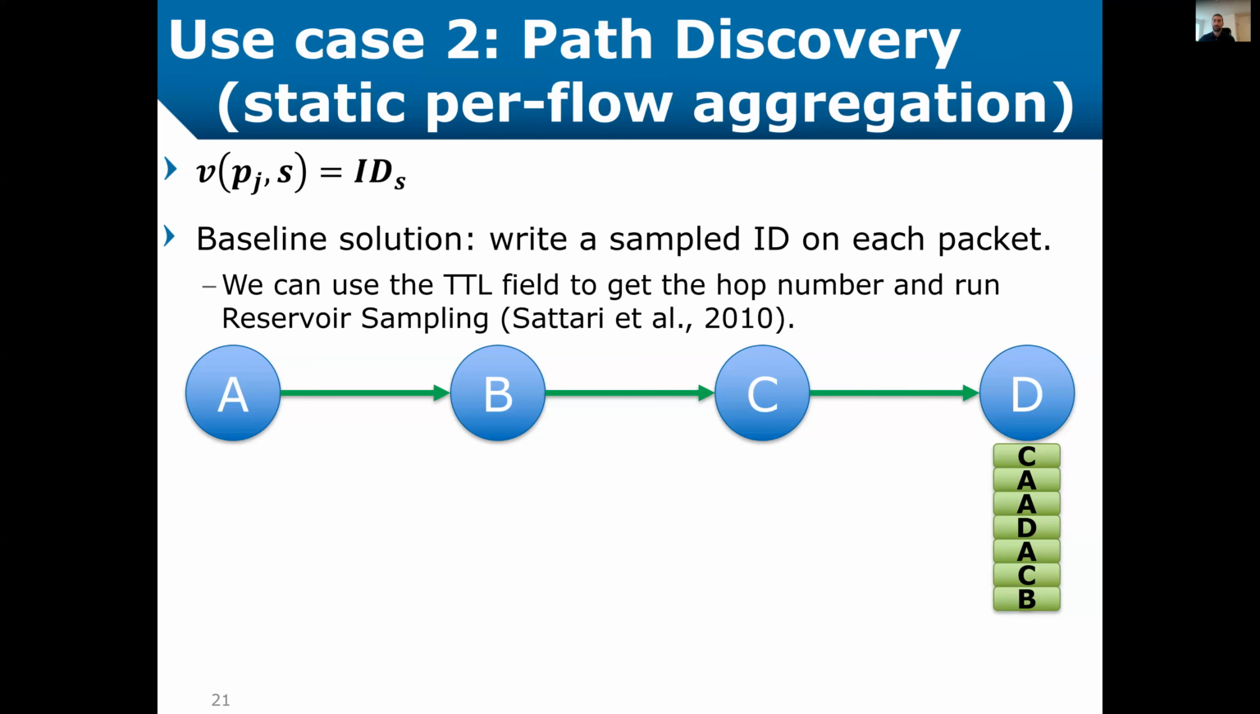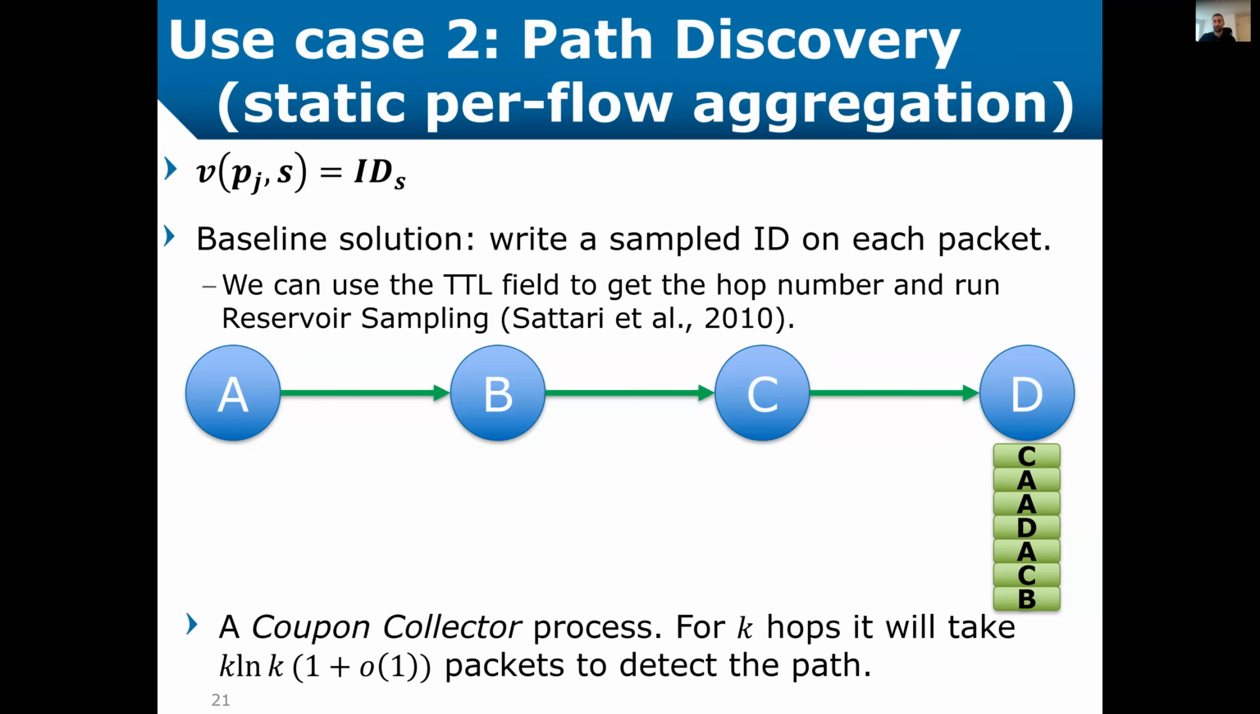Now we know the path. The metric of how good an algorithm is for this problem is really about how many packets we need before we can figure out the path. In this example, this is what's called the coupon collector process, and it is known that if we have k hops, we would need something like k log k packets.